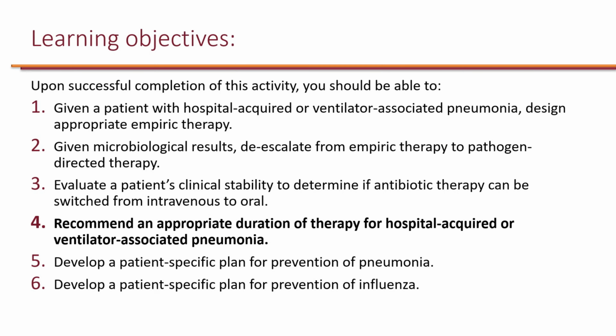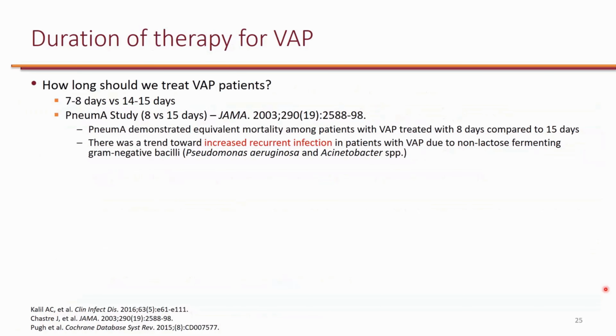Given a patient with HAP and VAP, we design appropriate empiric therapy, and given microbiological results, we de-escalate from empiric therapy to pathogen-directed therapy. We also evaluate a patient's clinical stability to determine if antibiotics could be switched from IV to PO. Now, let's recommend an appropriate duration of therapy for HAP or VAP. Prior to the 2016 IDSA guideline for HAP and VAP, it was usually the question of whether we should treat for 1 or 2 weeks when it comes to VAP and HAP patients.